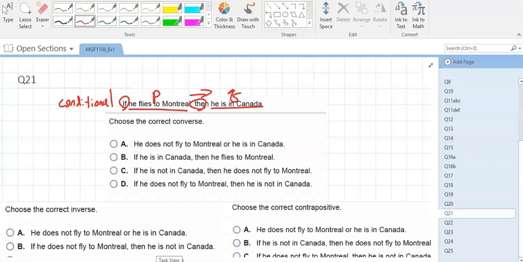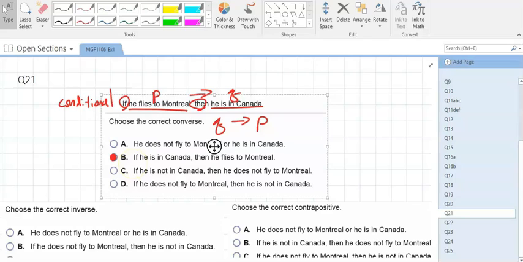So now, converse means that you're going to take the Q and the P and switch them around. Okay? So, down here, which one is the converse then? It is B, because our Q was he is in Canada, so that now goes first. Our P was he flies to Montreal. That now comes after the then. And so that's what B does. If he is in Canada, then he flies to Montreal. That's the converse, because we have switched the P's and Q's around.